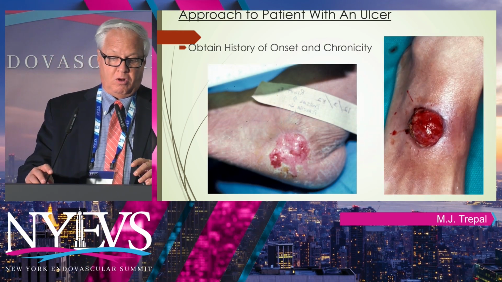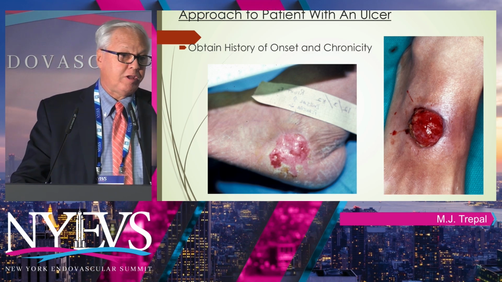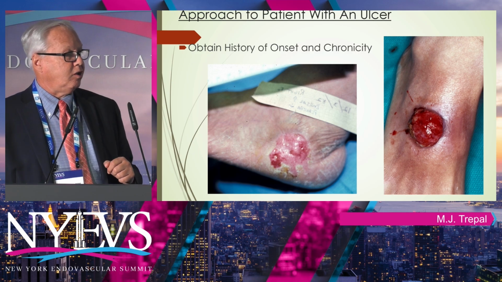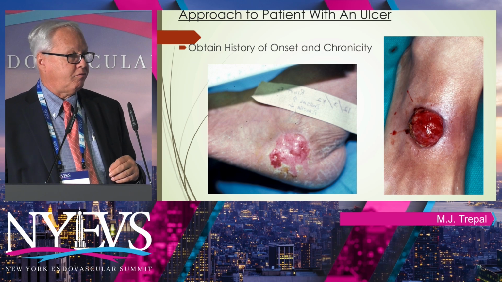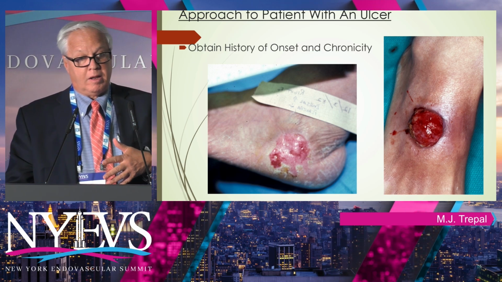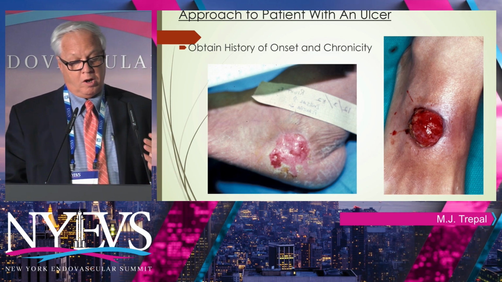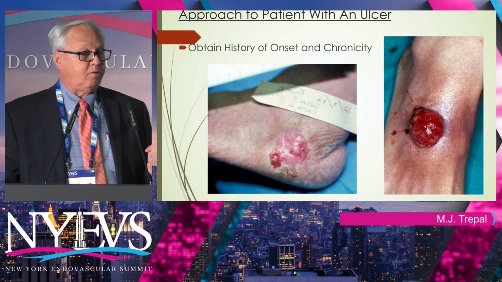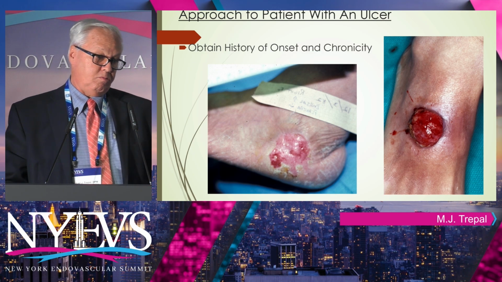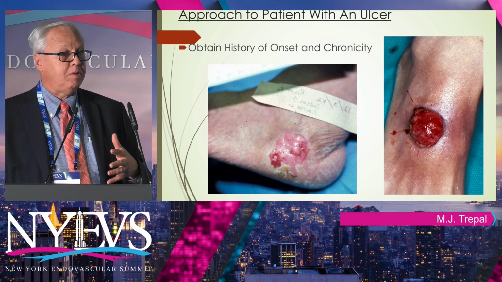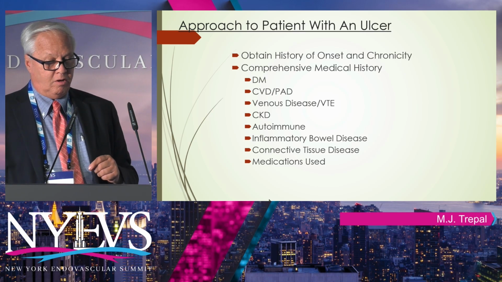So the approach to the patient with an ulcer is, number one, you need to obtain a history of onset and chronicity. Here are two ulcers. The one on the left hand, I will submit to you, has been present for 30 years. Not much change. And the one on the right-hand side has been present for about 3 months. The one on the right-hand side turned out to be an aggressive cancer. And the one on the left was an eccrine poroma that would have been present for 30 years. But just because something is present for 30 years or 20 years or an extended period of time doesn't mean that there can't be transformation of it. So you want to get a history of it and the chronicity of the ulcer.